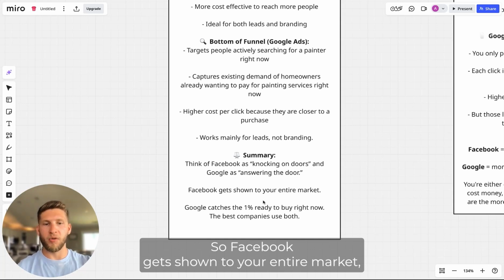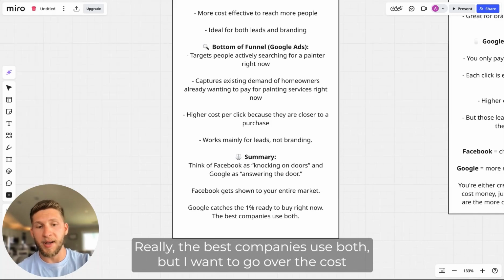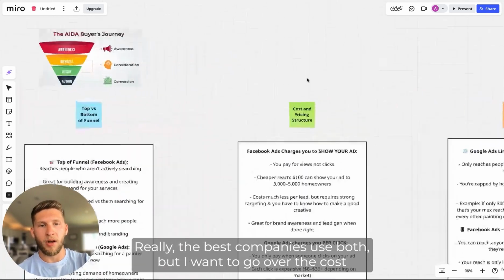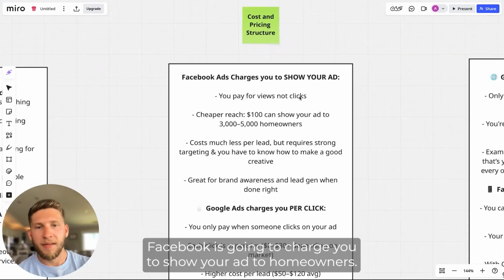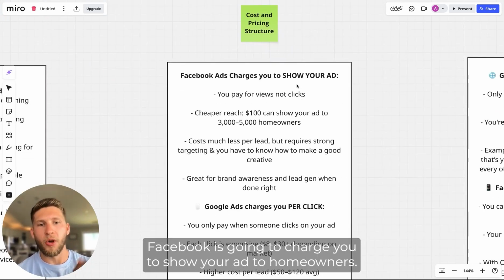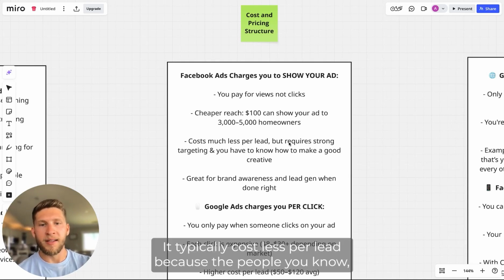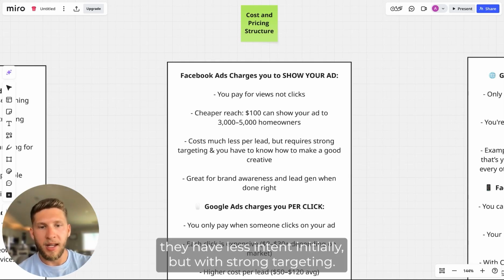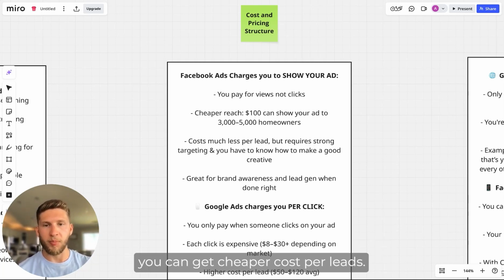So Facebook gets shown to your entire market, whereas Google just catches the 1% who are ready to buy right now. Really, the best companies use both, but I want to go over the cost and the pricing structure because there are some differences here. The biggest difference is Facebook is going to charge you to show your ad to homeowners. So you're paying for views, not clicks. It typically costs less per lead because the people have less intent initially, but with strong targeting, and if you know how to make a good ad or a good ad creative, you can get cheaper cost per leads.